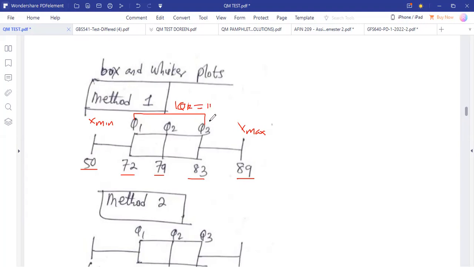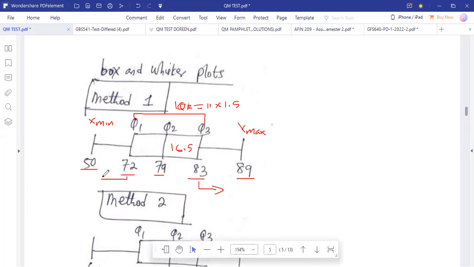11 multiplied by 1.5, what do we get? 16.5. So 16.5, you add it here, and 16.5 you subtract it there, so that you identify the outliers. That is how we identify outliers, if any.